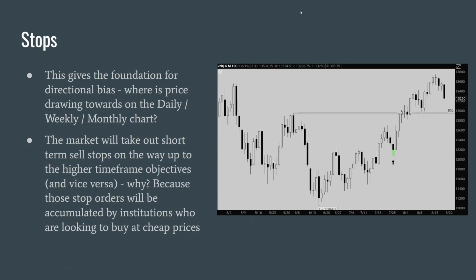And this is pretty much the foundation for directional bias: where is price drawing towards on the daily, weekly, and monthly charts? Essentially they're always looking for some pool of liquidity, whether that be lows or highs. And so the market will take out short-term sell stops on the way up to higher time frame objectives, and vice versa if we're in a bearish market, taking out buy stops. And that's because those stop orders will be accumulated by institutions who are looking to buy at cheap prices.